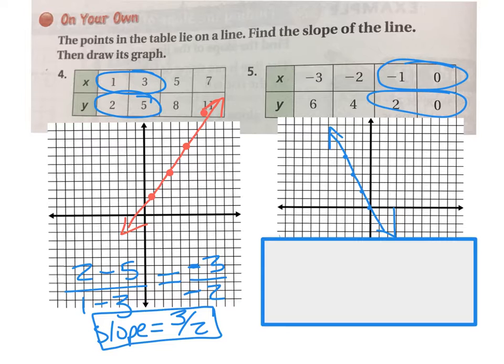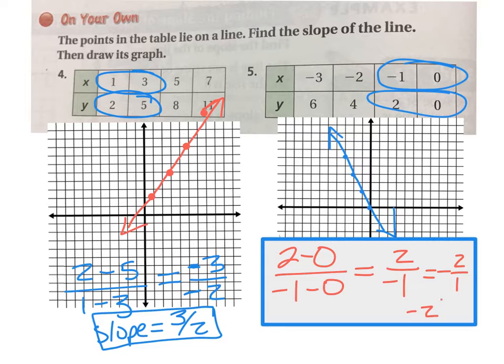All right, so I'm going to say 2 minus 0 for the change in y. The change in x is negative 1 minus 0. What's 2 minus 0? 2 minus 0 still leaves you with 2. Negative 1 minus 0 is negative 1, because if you're subtracting nothing from it, you're left with whatever you subtracted it from. So then my slope is negative 2 over 1, which you could also write as just negative 2.